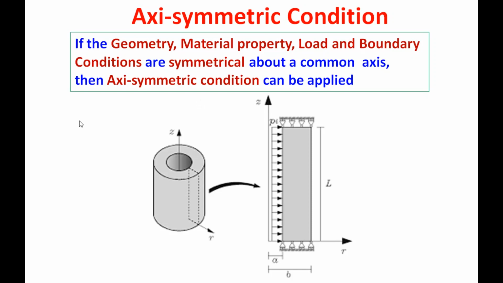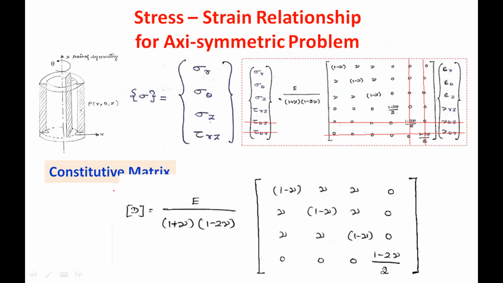If the geometry of the component is similar to the solids which are formed by revolving the plane surface like cylinder, cone or sphere, then we can apply this axisymmetry condition, provided all other symmetrical conditions are satisfied: material property, load and boundary condition. In the earlier part, we derived the stress strain relationship matrix, that is the constitutive matrix for this axisymmetric problem.